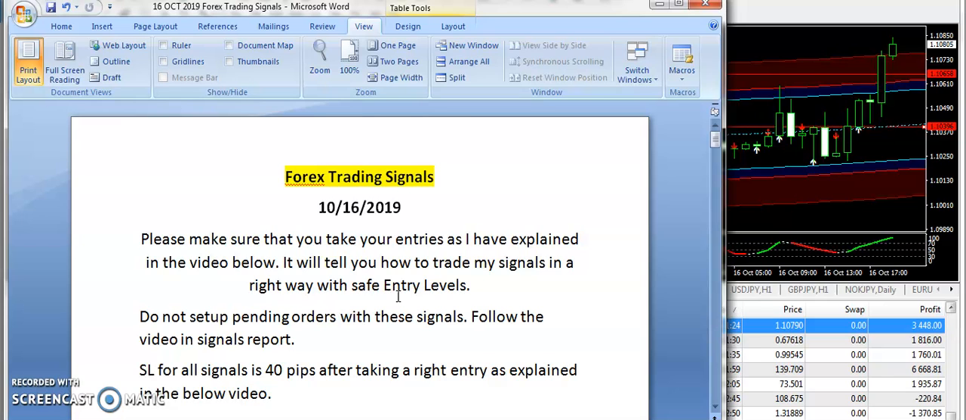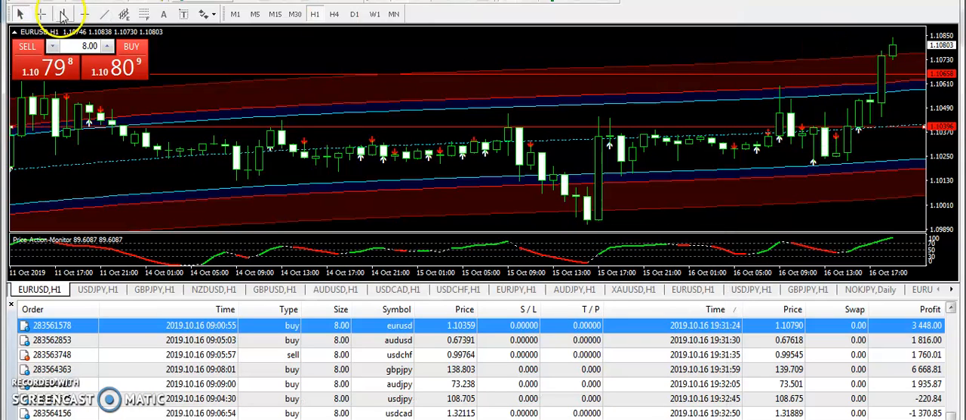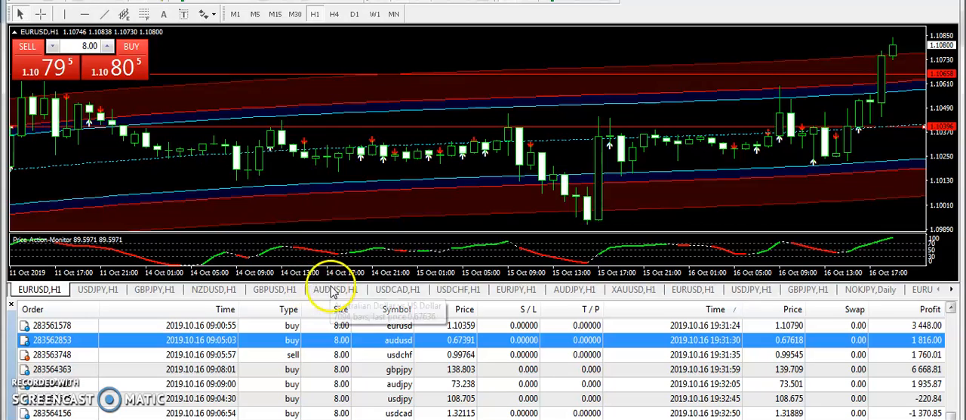This is the signal report that I have sent to the subscribers early in the morning, and EURUSD with the bullish expectation from 1.10396 and 1.10658 was the target price. And guys, you can see right from the entry the market started to move in the upward direction, and it has gone beyond the barriers of the target price. So I congratulate all those traders who have taken the buy positions today on EURUSD. They must have ended up with very good profits.